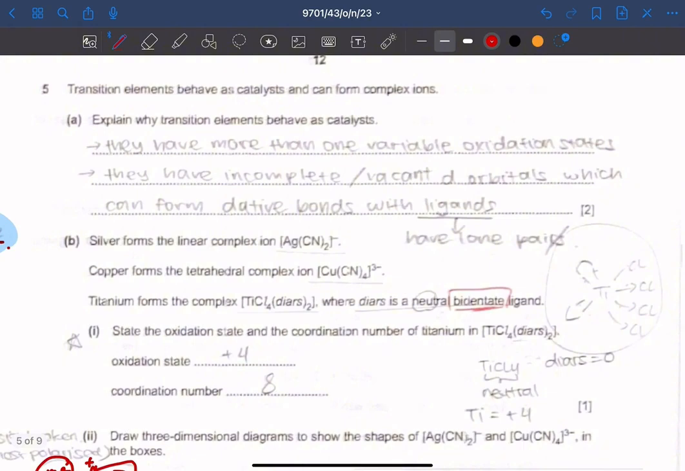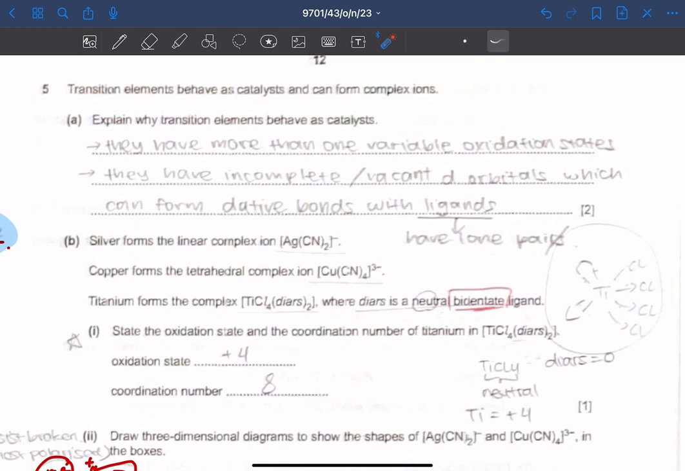Transition elements behave as catalysts and can form complex ions. Explain why transition elements behave as catalysts. This is actually something that you have to memorize because they often ask this question. Transition elements have more than one variable oxidation state, and they have incomplete d orbitals which can form dative bonds with ligands, which are species that have lone pairs that can form dative bonds with a central metal atom.